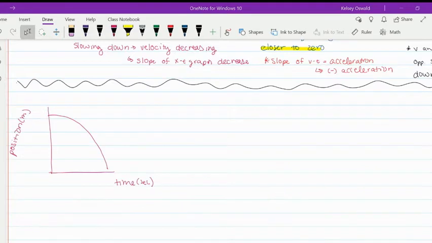Our position versus time graph, and we want to describe the motion of this object. So if we look at this, we can see that our object starts with a higher position, and as time goes on, our position gets less and less. This tells us that our object is moving in the negative direction.